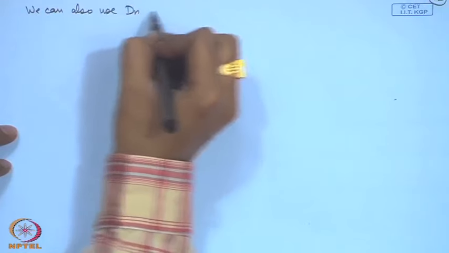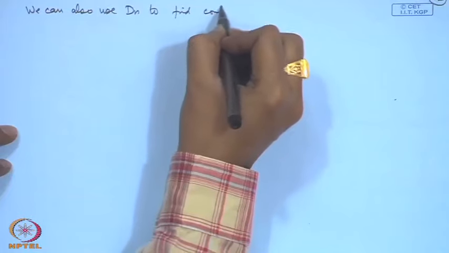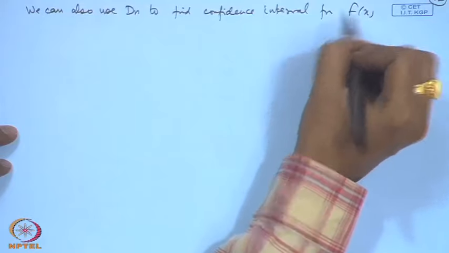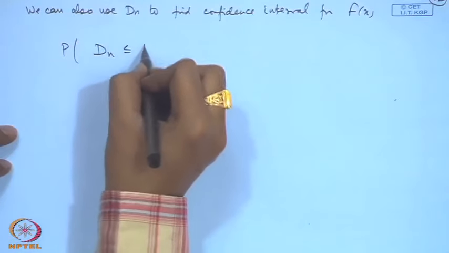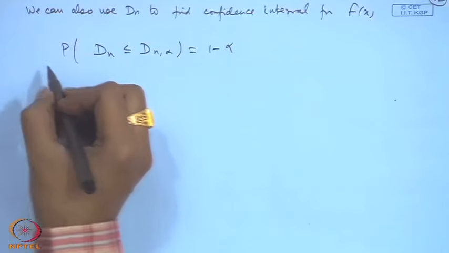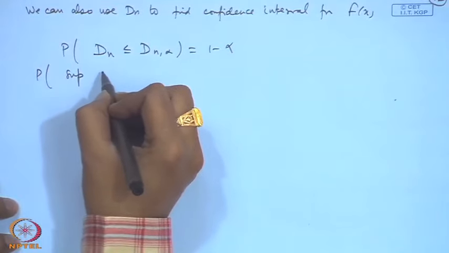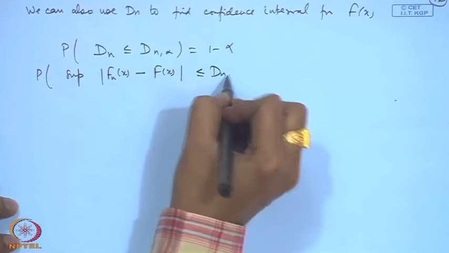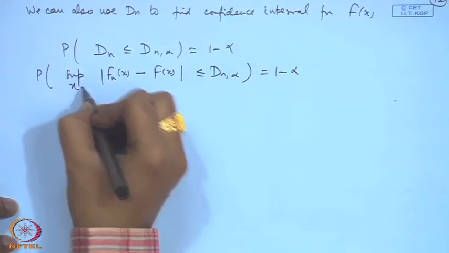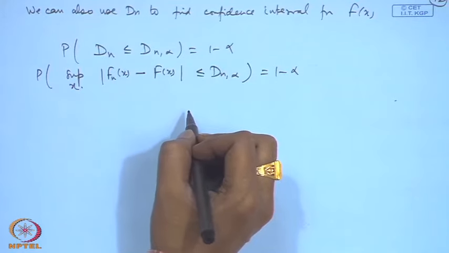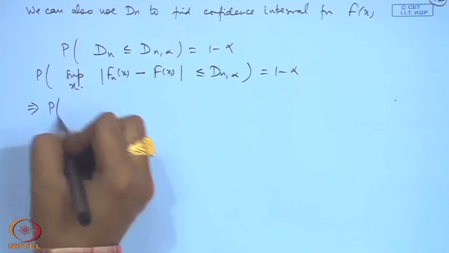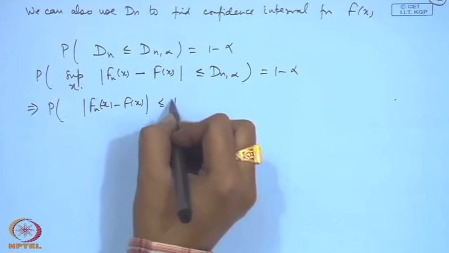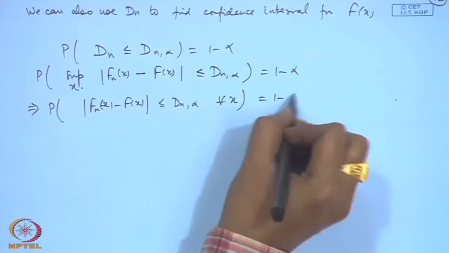We can also use Dn to find a confidence interval for F(x). That is, probability Dn less than or equal to Dn,alpha is equal to 1 minus alpha. So, we write it as supremum of |Fn(x) minus F(x)| is less than or equal to Dn,alpha for all x, that is equal to 1 minus alpha.